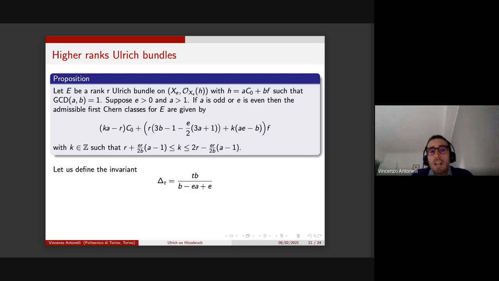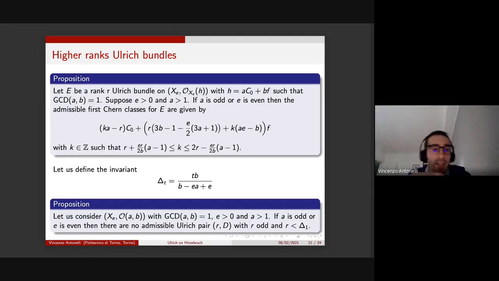So one can ask, are there some values of the polarization and of the rank where there's no integer in that interval? Actually, using this invariant, one can say that in the same hypotheses of the previous proposition, if r is smaller than delta_1, there are no admissible Ulrich pairs with r odd. So one is able to exclude something.